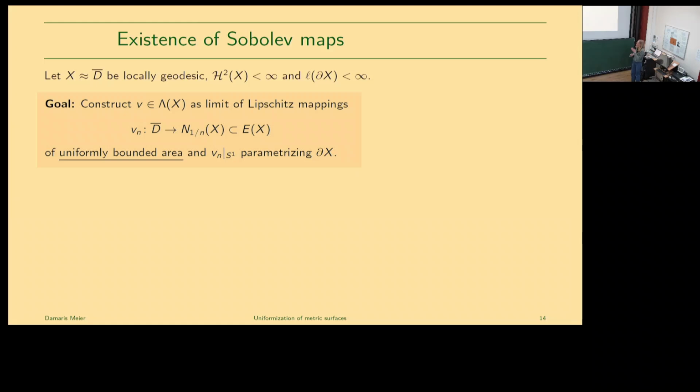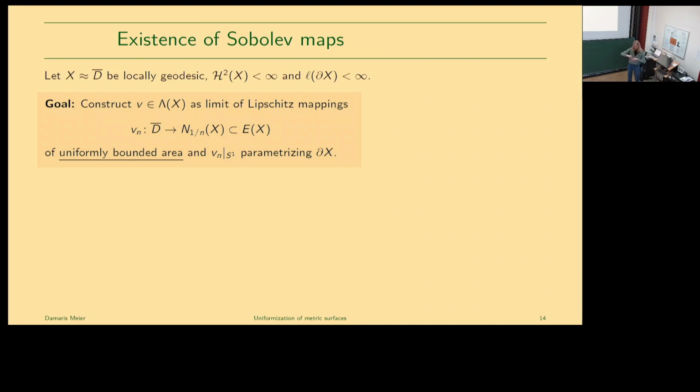Okay, how we construct this map is as follows. The idea is to construct the map as a limit of Lipschitz mappings. And here we map from the closed disk into some neighborhood of our metric surface X. And this neighborhood is contained in the injective hull of X. So if you were at Martina's talk two weeks ago, you know what the injective hull is. If you were not there or you forgot, you can think of E(X) as being L infinity of X, but it's compact. So that's why we use the injective hull here.